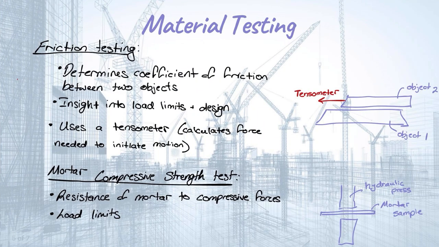Friction testing. So this determines the coefficient of friction between two objects, and it can help you understand what's going on between the two objects. So is there too much friction? Is it going to create too much heat? Is there enough friction that you don't actually need a super strong adhesive between the two materials? Such as if it's bricks, can you use a weaker type of mortar since they're not going to be at risk of sliding apart anyways?